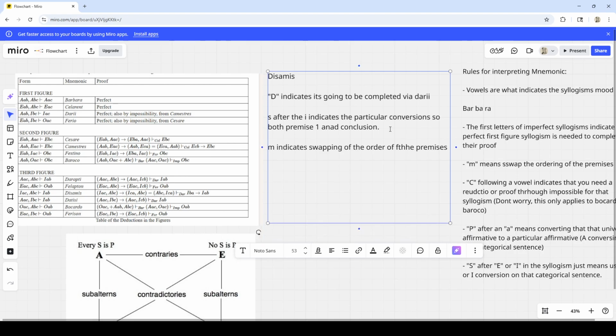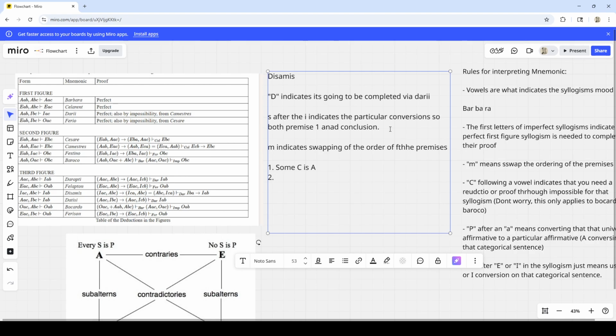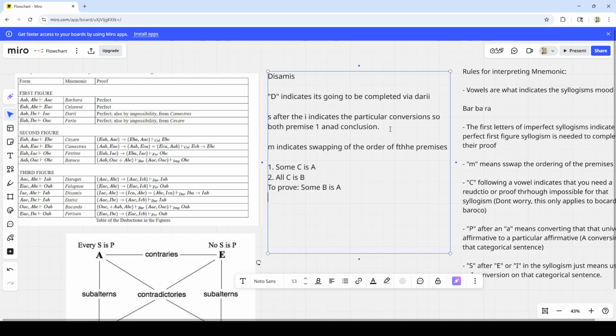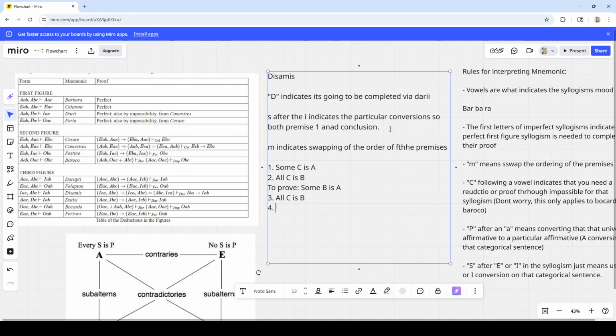So let's really just get started on proving this. First, some C is A, every C is B, or all C is B, and we want to prove the conclusion that some B is A. So here we know that we have to swap the order of the premises. So premise 2 is coming first. All C is B, and then we convert premise 1. Therefore, some A is C. That's a conversion of premise 1.